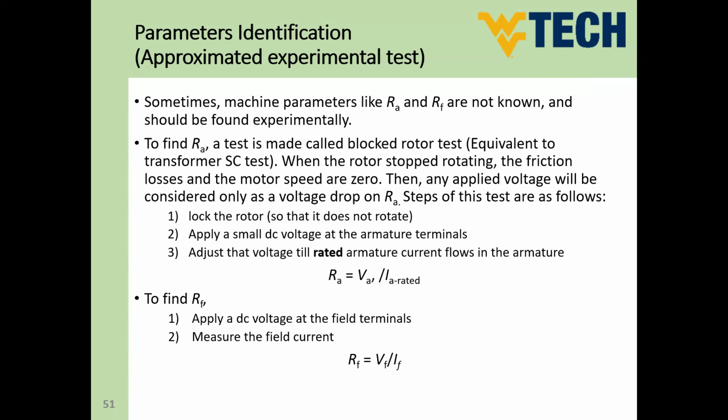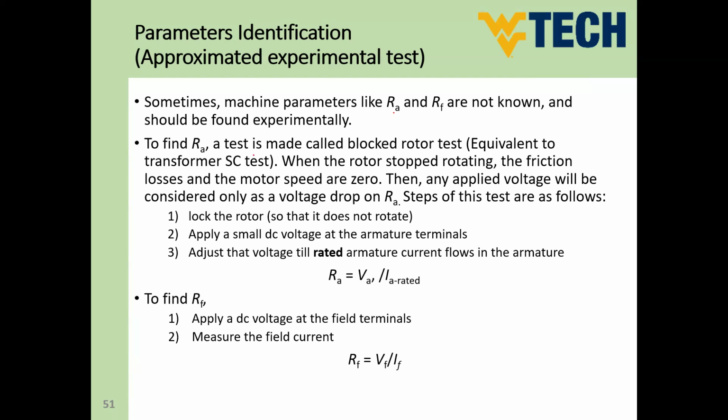Sometimes machine parameters like armature resistance and field resistance are not known and should be found experimentally. When you buy any motor, guys, you may ask the manufacturer to provide you with the parameters of this motor, and this should be available, but sometimes it may not be accurate enough. Sometimes the manufacturer may not provide you with the data if he has no accurate data. So in this case, we have to know how to identify the parameters.